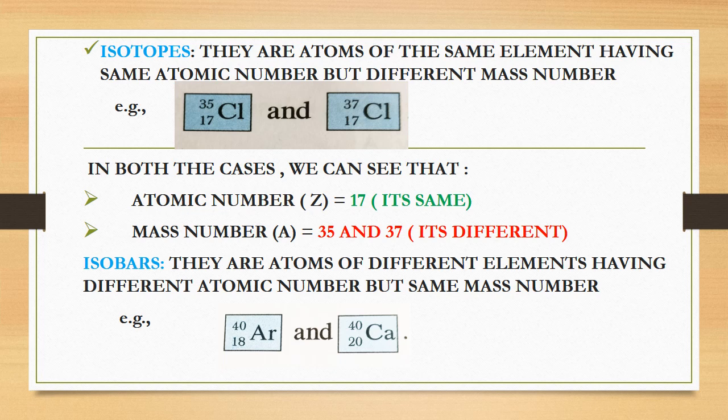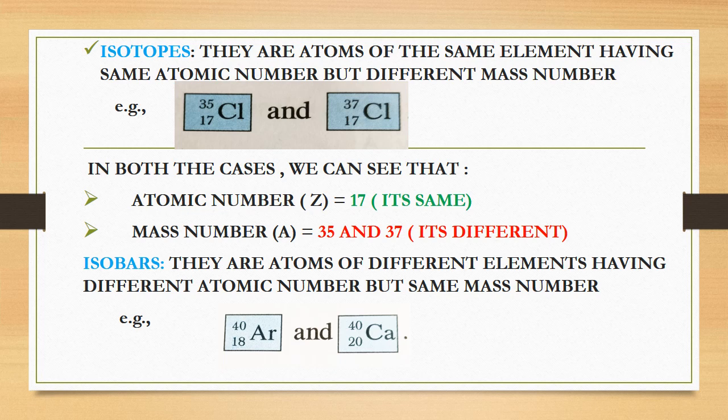All right. Then, what are isobars? Isobars are atoms of different elements. They'll have the same mass number, but they'll have different atomic number. Have a look at the example. Here I have taken the atom of argon and atom of calcium. Argon has an atomic number as 18 and mass number as 40, while calcium has atomic number as 20 and mass number as 40.